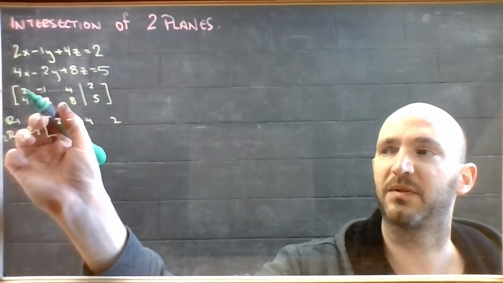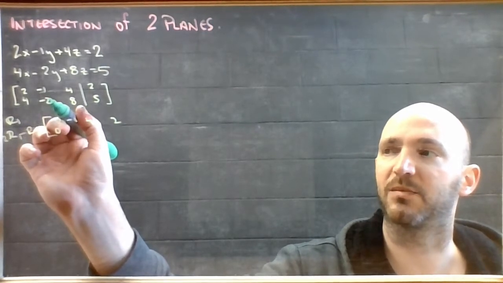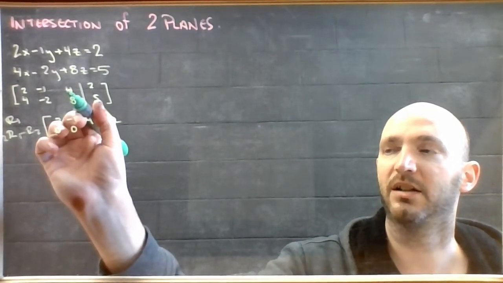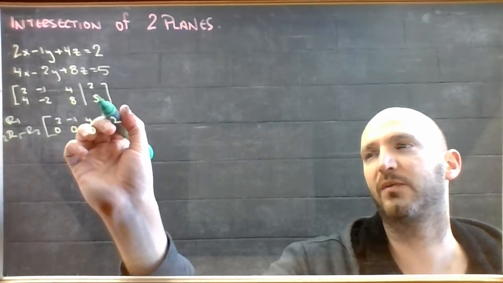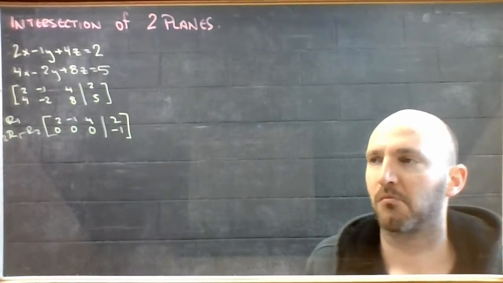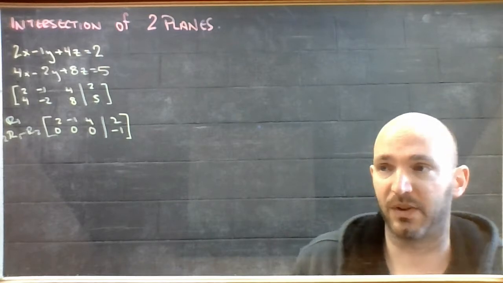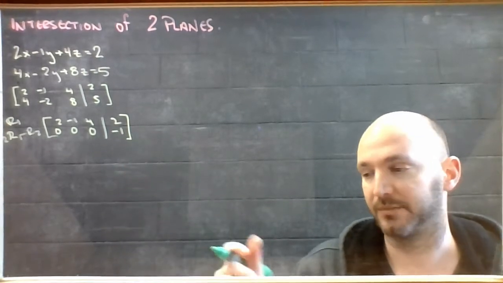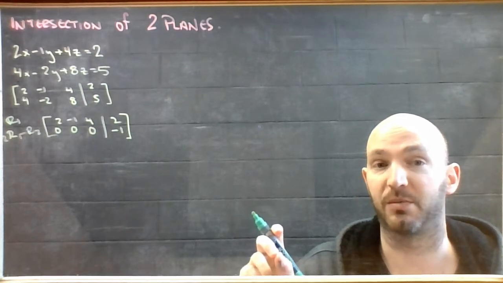And 2 of these would be 4, subtract 4 is gone. 2 of these would be -2, subtract -2 would be gone. 2 of those is 8, subtract 8 is gone. 2 of these would be 4, 4 subtract 5 is -1. That looks very similar to the last example we did, with one tiny difference. There's a number here. Now that makes a huge change in your interpretation, though.